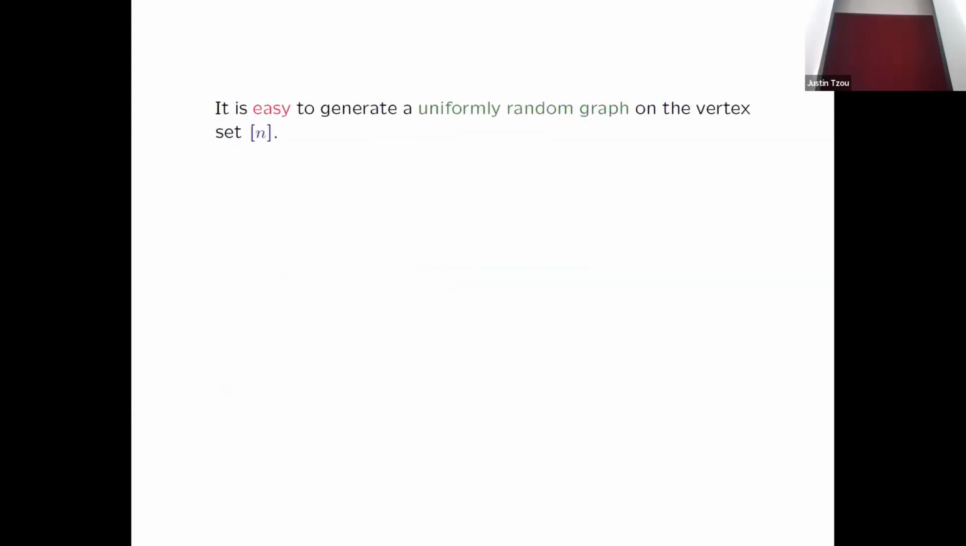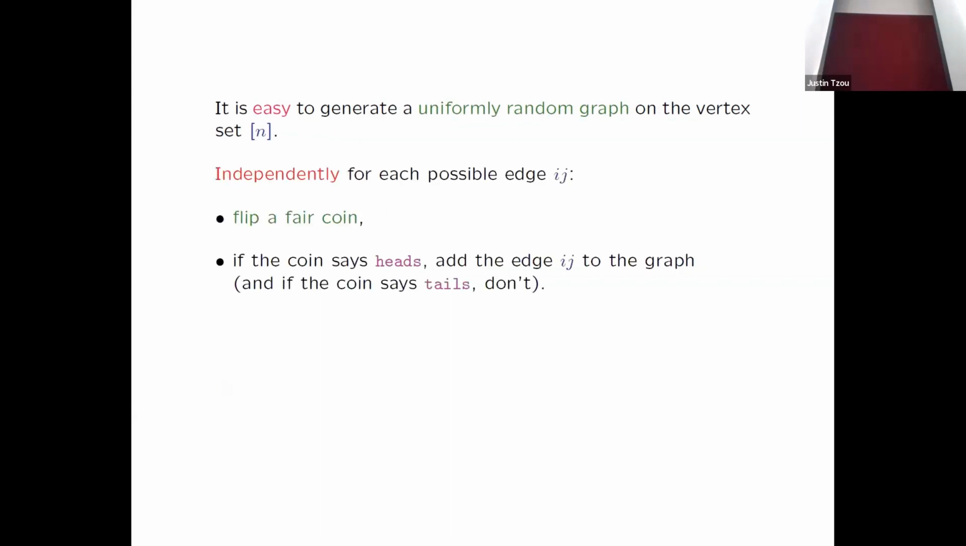Well, again, we'll start at the very beginning. So what if you want to choose just any graph on n vertices on the vertex set 1 up to n, each equally likely, so uniformly at random? This is super easy to do by just flipping fair coins again. So for each possible edge, independently flip a fair coin.